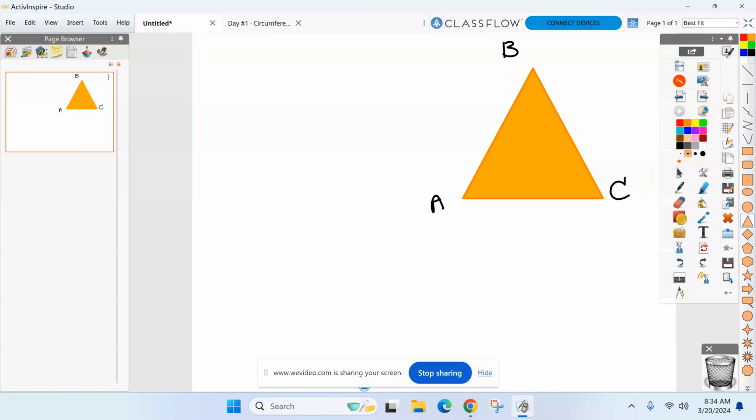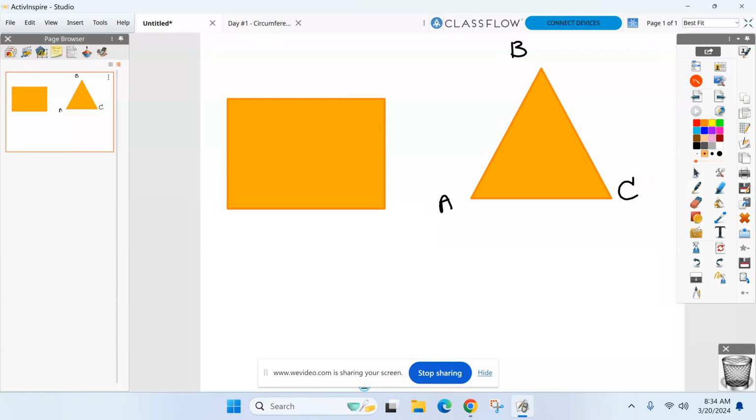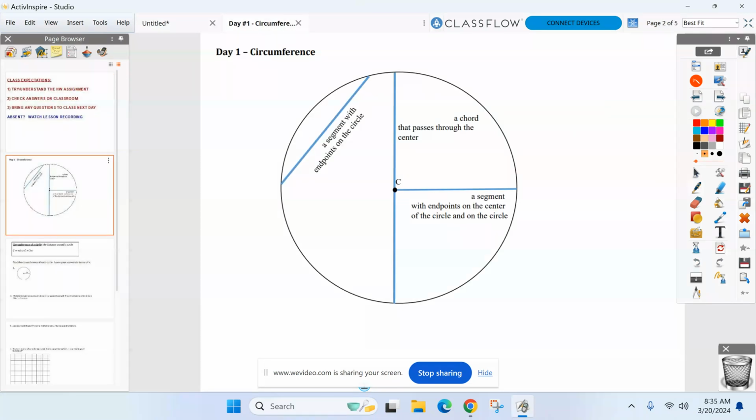Same thing when we did the quadrilateral unit, right? I'd say, hey, this quadrilateral WXYZ, because those were the vertices. Look at your circle though. We don't have any vertices. So how do you name it? If I want to talk about a certain circle, how do I name it? You name it by its center. So a little note up top, a circle is named by its center.